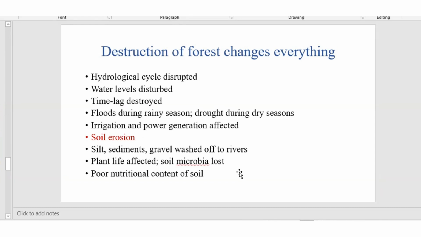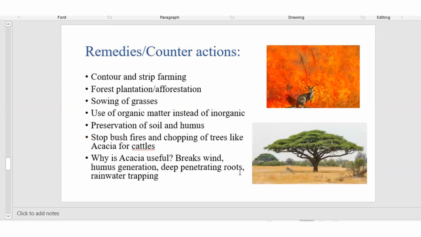So we can basically promote afforestation. We can try planting as many trees as possible. We can promote sowing of grasses, because grasses are one such plant which spread very rapidly. You plant a grass somewhere, it spreads very rapidly. So if you cannot plant a tree, try sowing a grass somewhere. Farmers can switch to methods like contour and strip farming, which helps in preventing and limiting soil erosion.